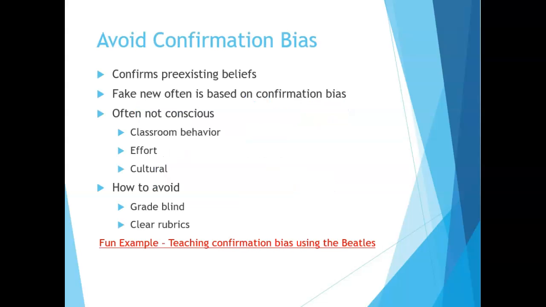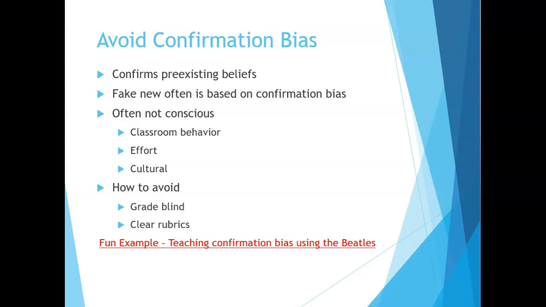One of the most important reasons we use rubrics is to avoid confirmation bias, which is unfortunately something we can all to some degree succumb to. Confirmation bias confirms your pre-existing beliefs. Much of the fake news we see today is based on confirmation bias. We can judge a learner without intending to based on classroom behavior, effort, and cultural differences, to name a few.